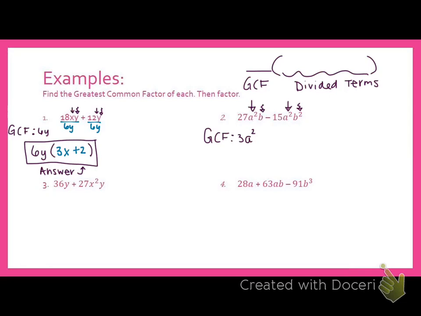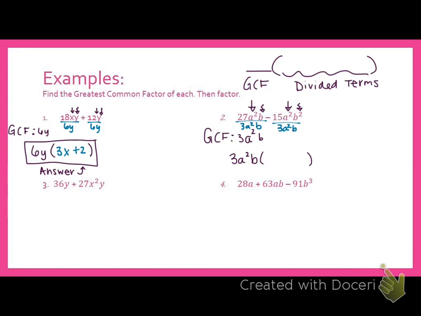So, how many b's can I take? One. This one does not have two to take, does it? No, so we can only take one. So the GCF goes out front. We put our parentheses in, and we divide by 3a squared b for both pieces.